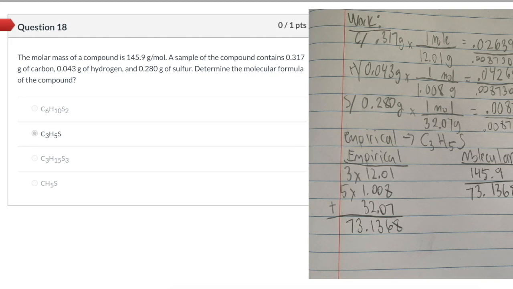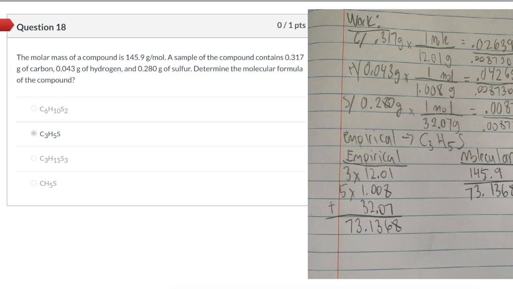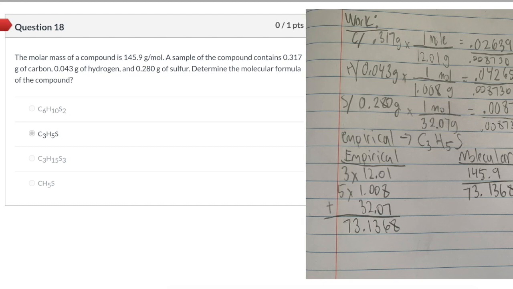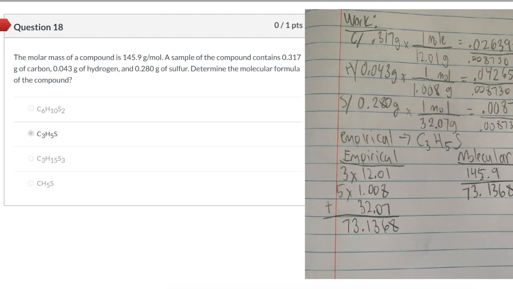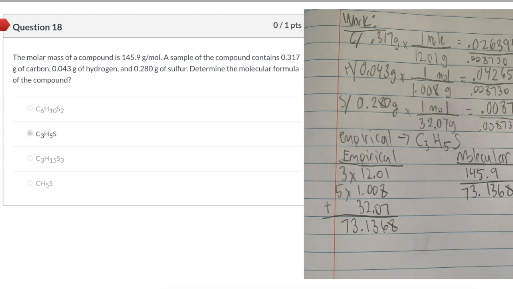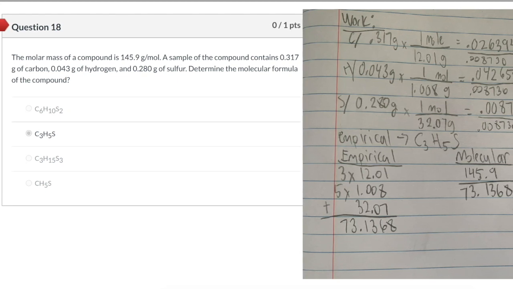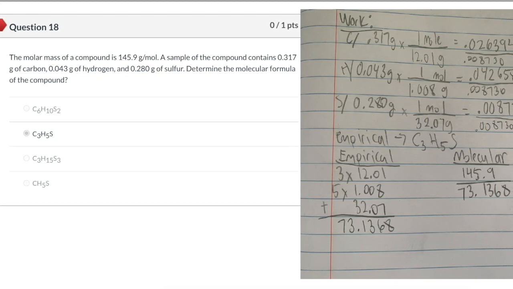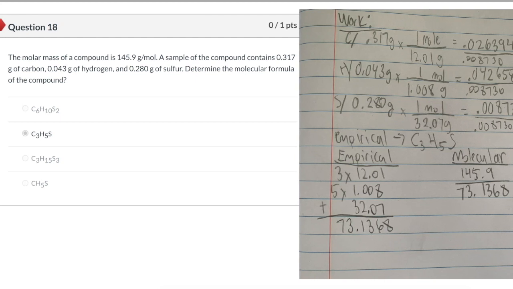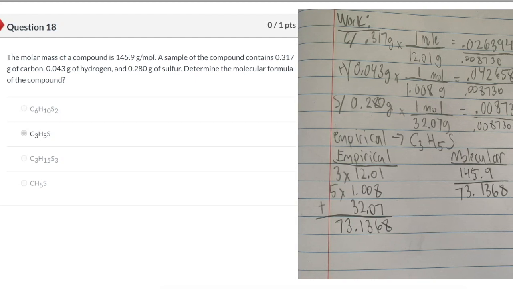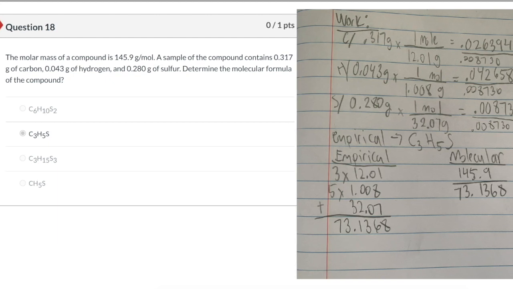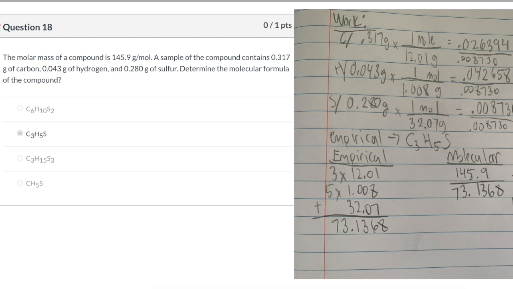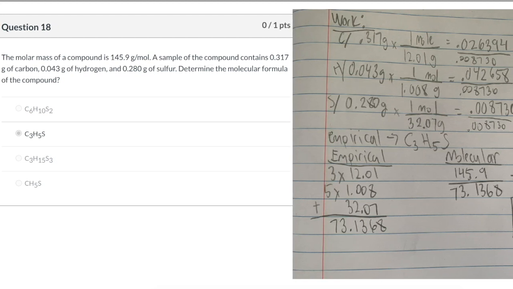So the first step in this problem would be to convert each gram of the given element to moles. A mole is just a scientific unit for measuring large quantities of very small entities such as atoms or molecules. The unit conversion to find the mole would be molar mass equals grams per mole. The molar mass of each element is given to us in the problem. So for carbon, it will be 0.317 grams. For hydrogen, it's 0.043 grams. And for sulfur, it's 0.280 grams.